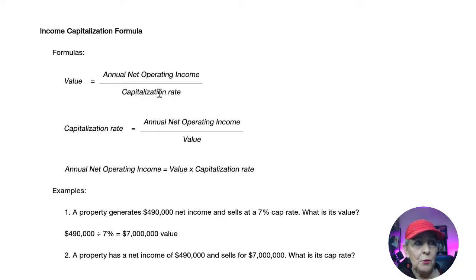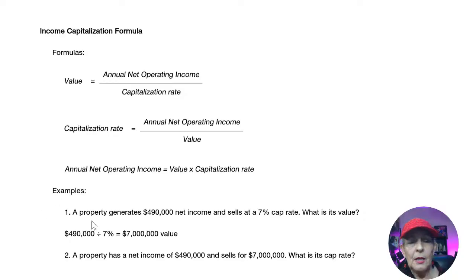Okay, so they move the capitalization rate over here and they move the value down here. So annual net operating income divided by value. Now they're rewriting it again. You can write it 3 ways. Why? Because there are 3 factors that can be solved. Annual net operating income equals value times capitalization rate.